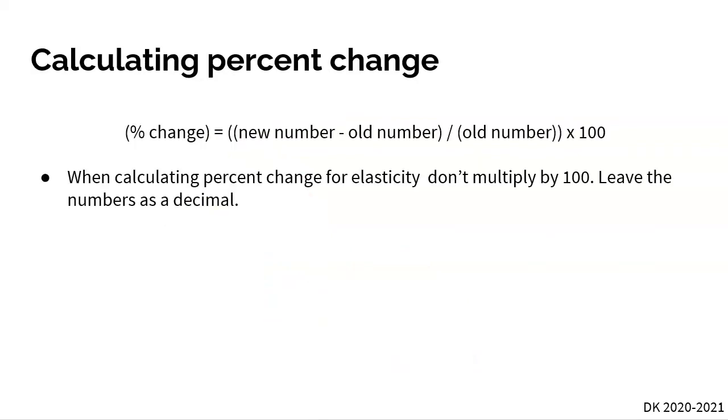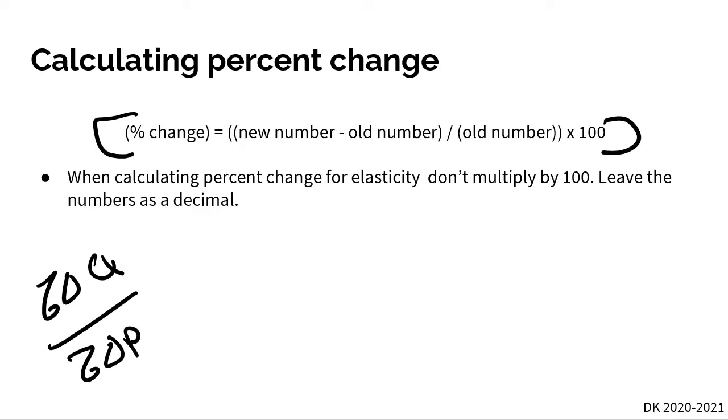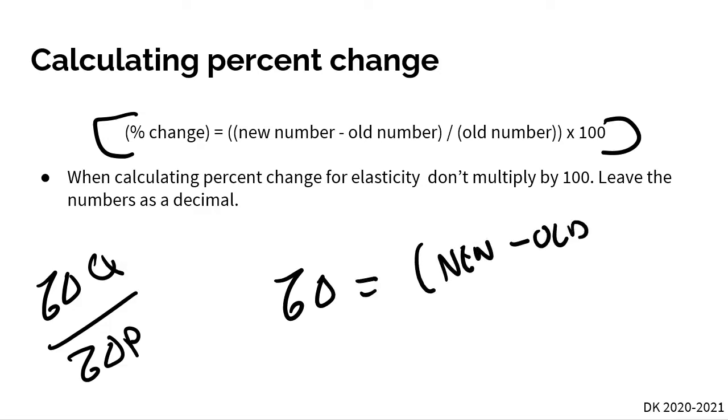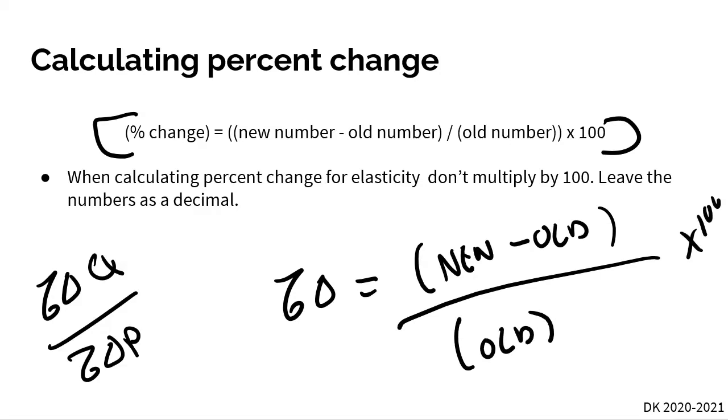All right. So how do we actually calculate percent change? Because to calculate our elasticity, it's the percent change in quantity over the percent change in price. But how do we get to percent change? Well, our equation is right here. Percent change is new minus old over the old number, times 100. That is how we calculate percent change. New minus old over old times 100, because we're looking for a percentage. That's why we multiply by 100.